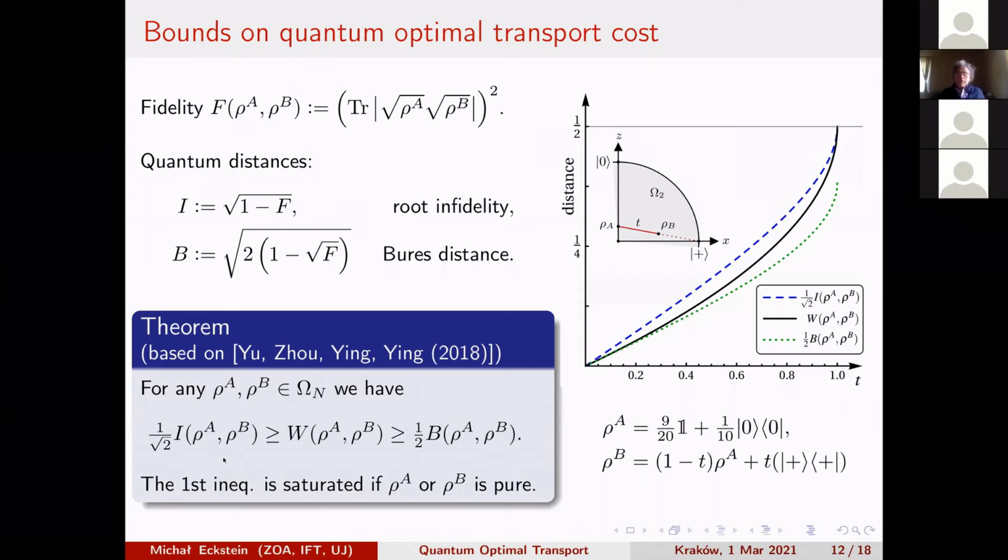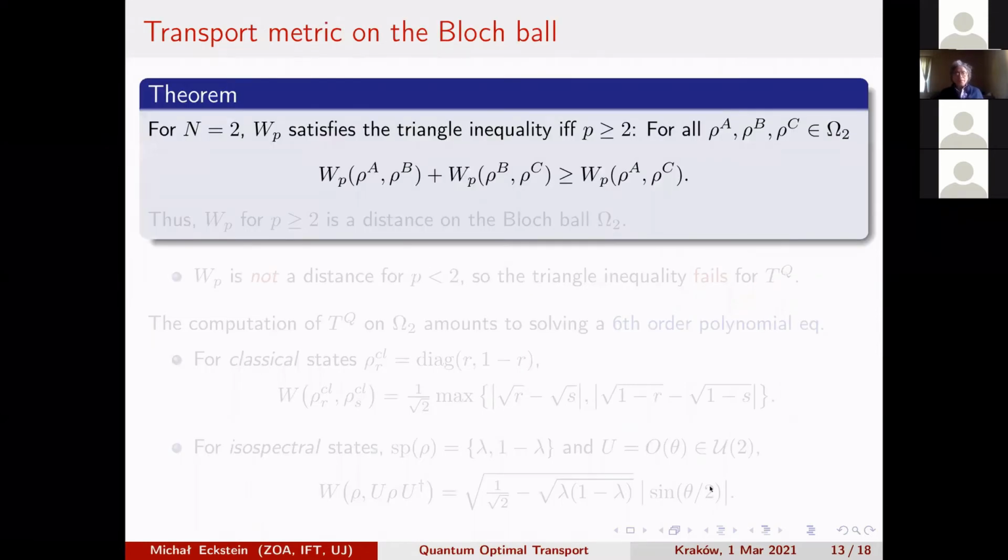This one is a distance and this one is a distance. So it is quite reasonable to expect that this one should be a distance as well, although we know for sure that it's a semi-distance. And here comes one of our key results: for the qubit case, we were able to demonstrate the triangle inequality explicitly and analytically. To state it, for the single qubit transport problem, this analog of the p-Wasserstein distance satisfies the triangle inequality if and only if p is greater than or equal to 2. So now you see that the square root is really the bound.